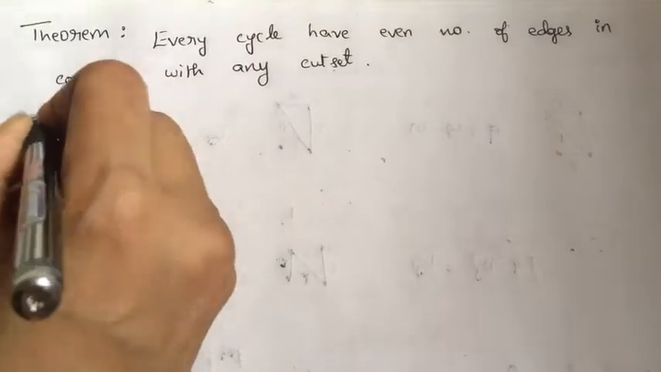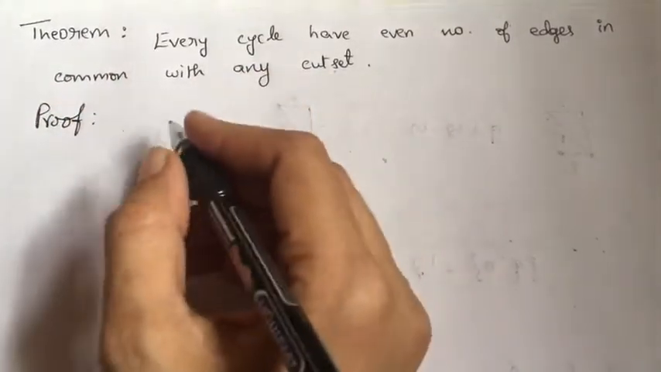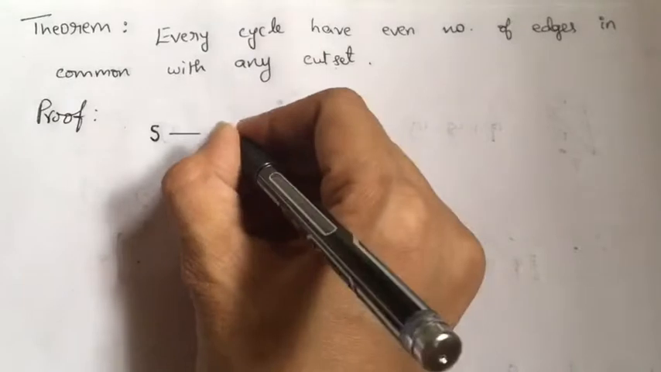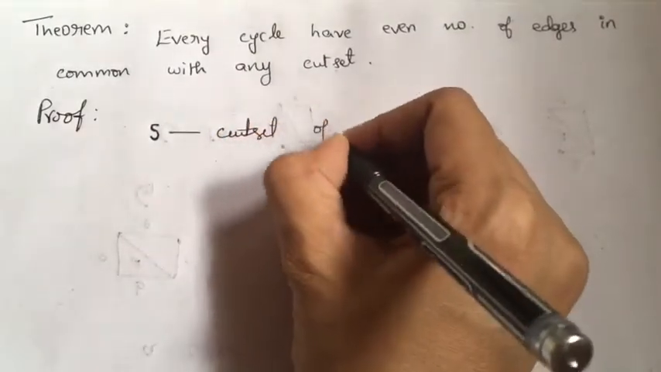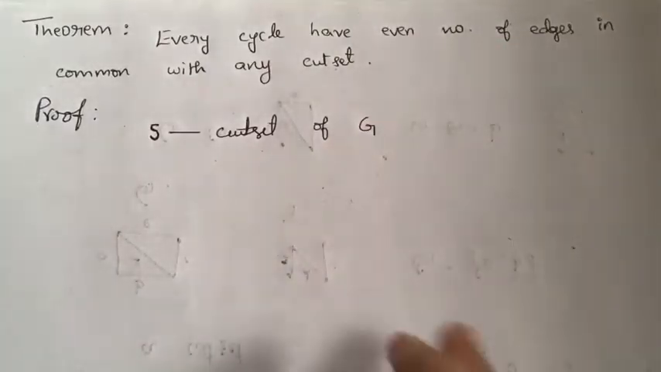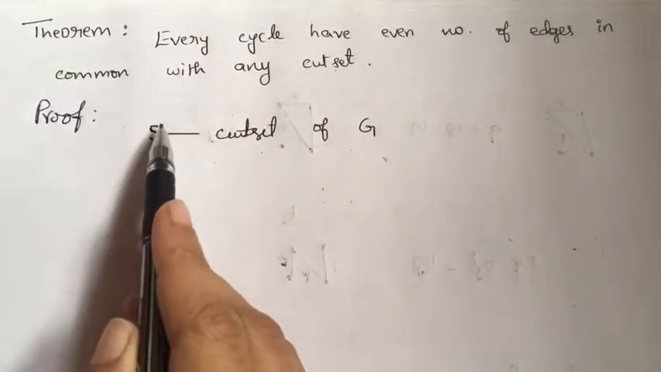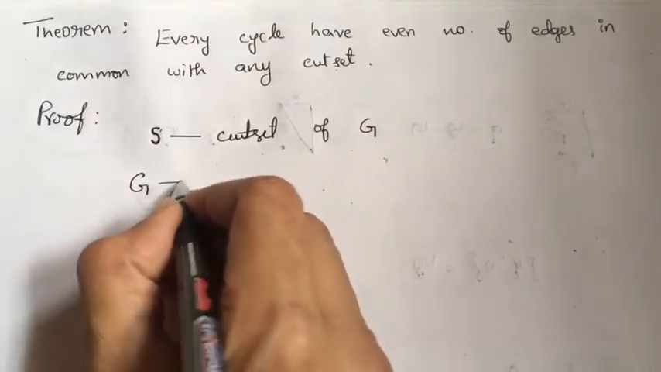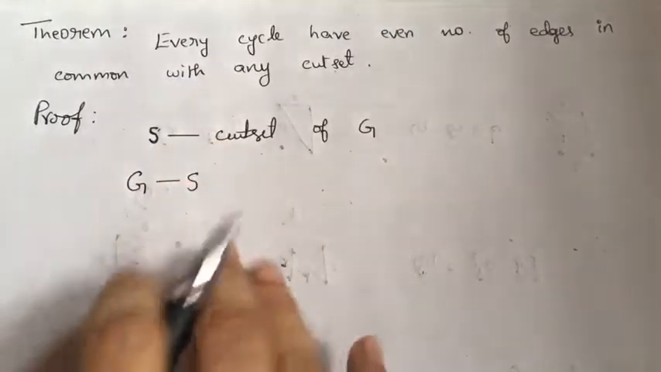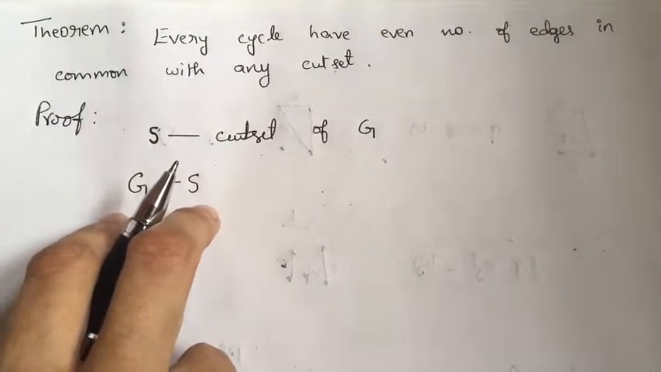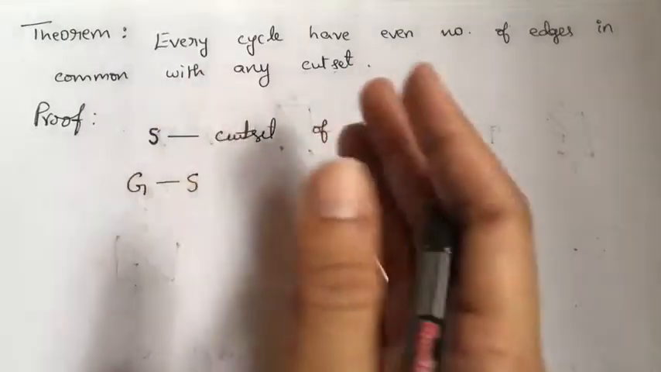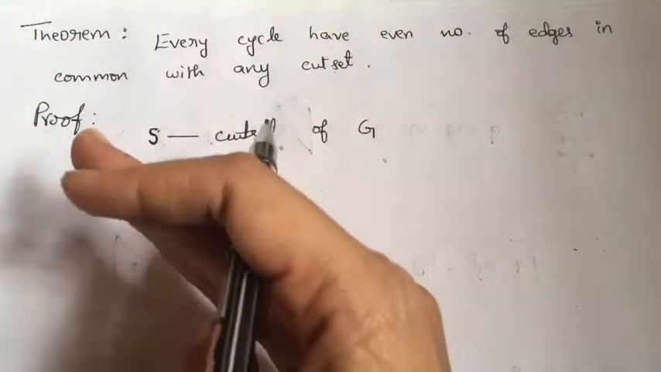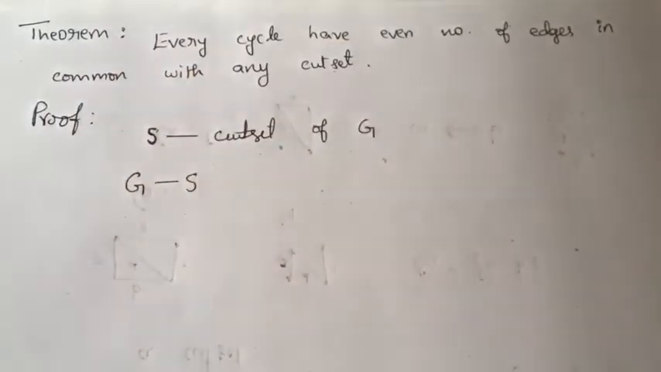So let us take S as a cut set of a graph G. Let S be a cut set in graph G. And if I remove this S from my graph G, then it will be a disconnected graph, and the vertices of G are distributed into two sets of vertices, say V1 and V2.